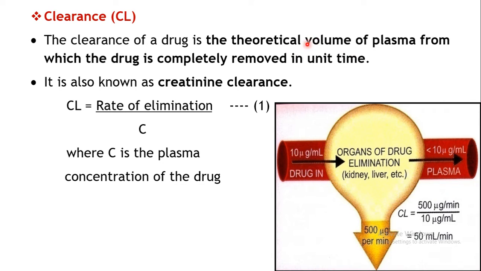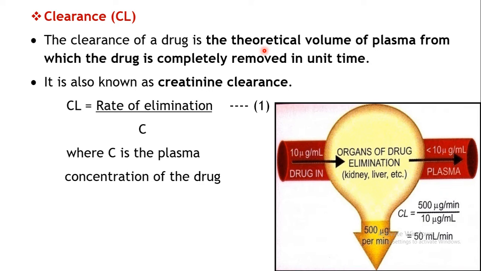So that's why the term theoretical is used over here. So it's just a theoretical value. Okay, practically it is not possible to remove an entire drug from only a particular volume of plasma. It's not possible. Okay, so it's just a theoretical volume, just like your apparent volume of distribution. Okay, so this is also a theoretical value. It's a theoretical volume of plasma from which totally the drug is removed in unit time.